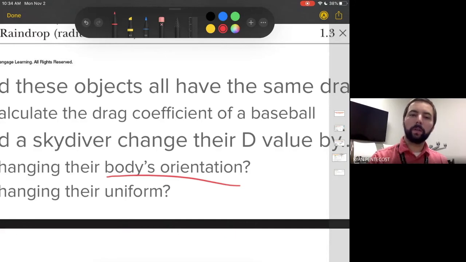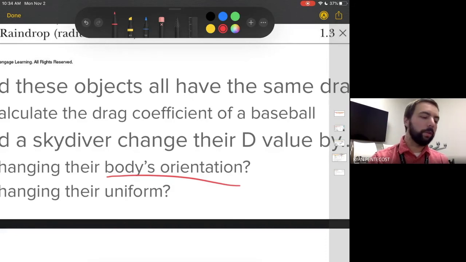You don't have as much contact with the air, which has a lot to do with the shape, right? Not just the profile area, but the three-dimensional shape of the object. So you can actually change the drag coefficient just by changing your body's orientation. That pencil dive will make you go faster. If you need to slow down, you need to go spread eagle.